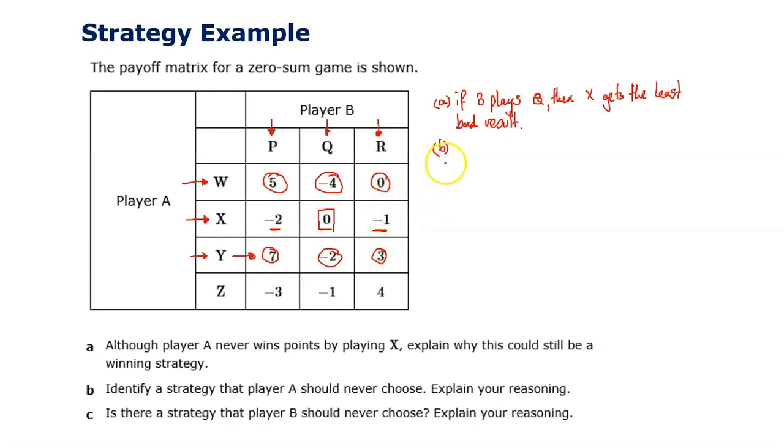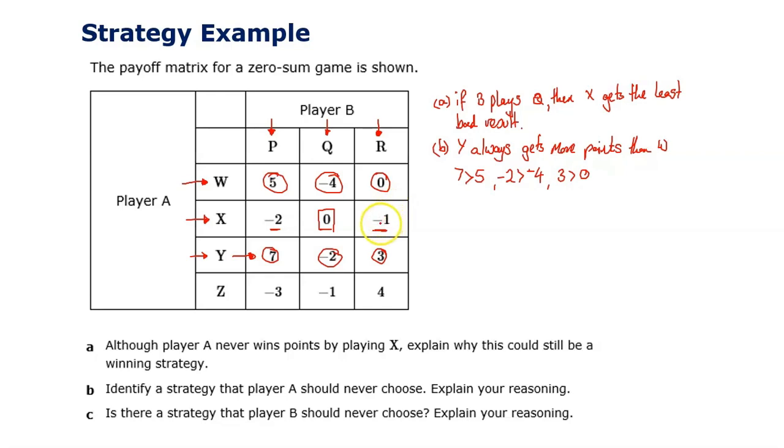So for B, I'm going to say Y always gets more points than W. Effectively we're saying 7 is greater than 5, -2 is greater than -4, and the last one, 3 is greater than 0. It will always beat W. So we should never play W.